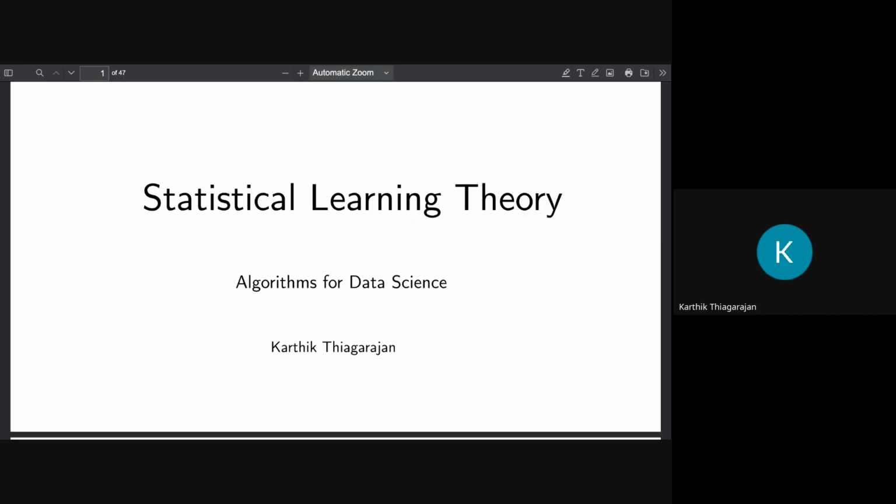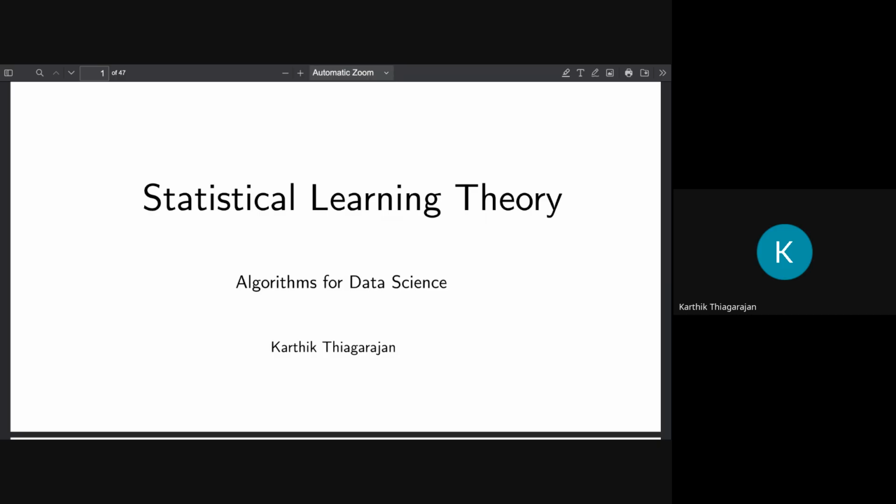Roughly 75% of the marks will come from the last 6 weeks, meaning 7 to 12. I'm talking about marks, not the number of questions. About 65% will come from statistical learning theory alone. I hope that is clear. So 7 to 10 is what we are mainly testing in the end term.